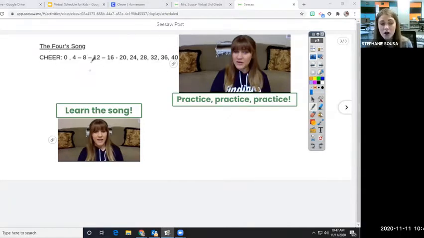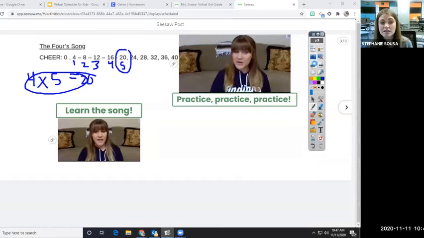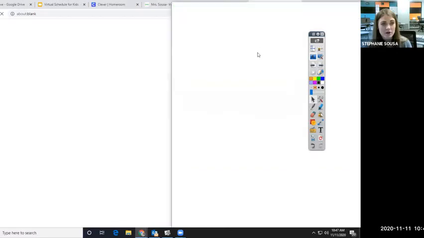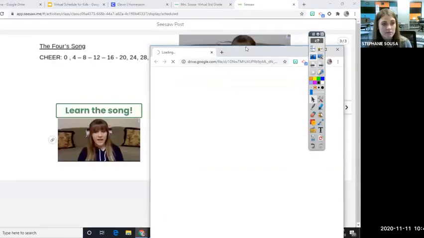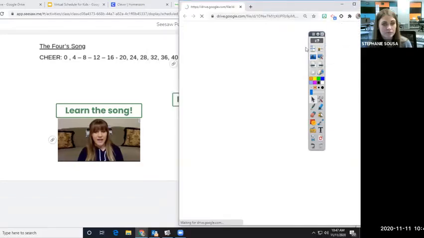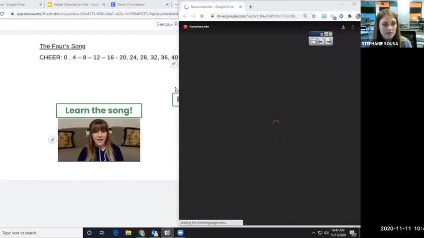So again, here's why the 4 song is helpful. After you learn this song, you're going to be able to say, okay, 4 times 5. I know I can go 4, 8, 12, 16, 20. Oh, I said 20. That's the answer. Okay, so this is how you're going to be able to use the song to multiply. Here's the 4 chant. We're going to learn this one really quick. Let me make it smaller so we can see the lyrics at the same time. Beautiful. There it is. All right, here's your lyrics.